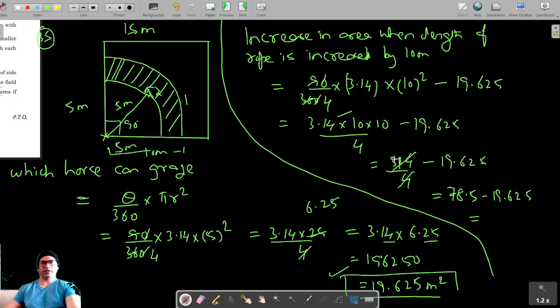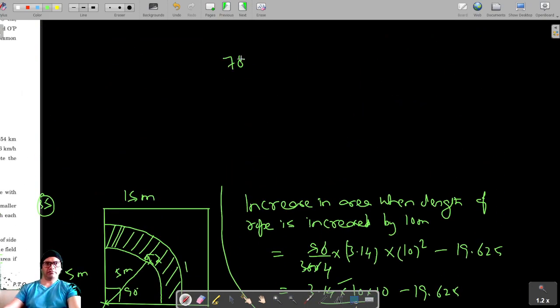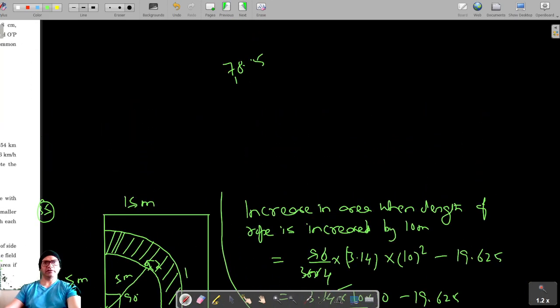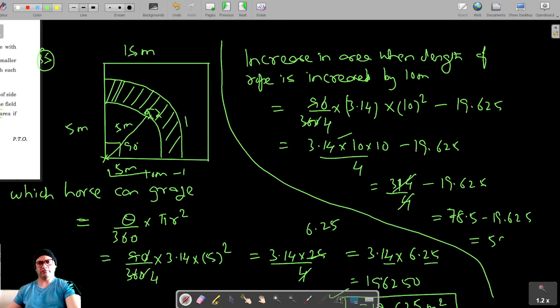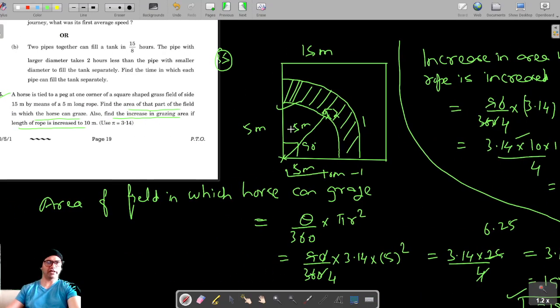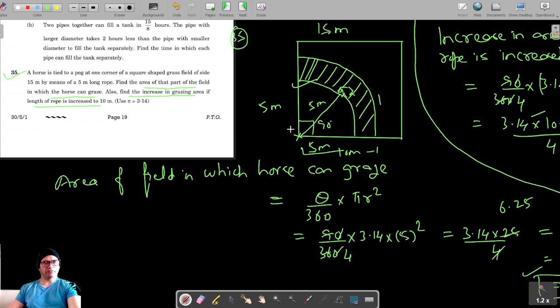So let's subtract it. So it's 78.5 minus 19.625. So this is 58.875 meters square, which is the increase in the area when the length of the rope is increased by 10 meter. So 58.875 meters square is the increase in the grazing area when the length of the rope is increased by 10 meter. Let's move on to the section D.